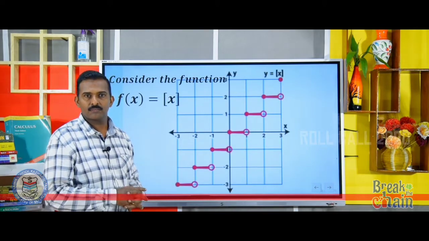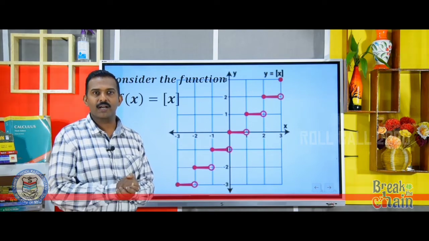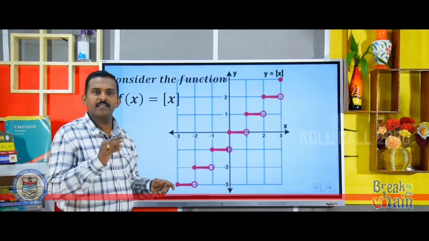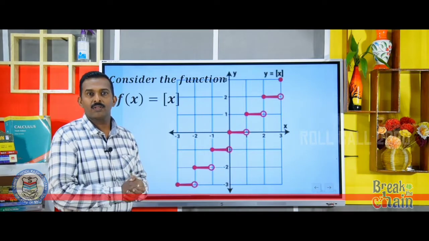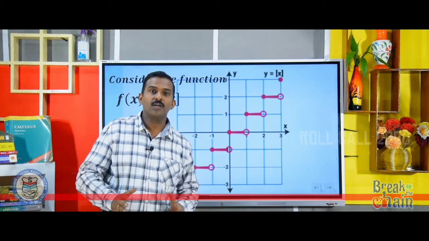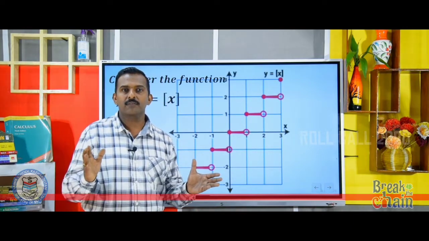The greatest integer function is also called a step function because of the speciality of the graph. It breaks at infinite points. At every integer point it breaks. Therefore, this function is discontinuous at infinite points, or there are infinite points of discontinuity.